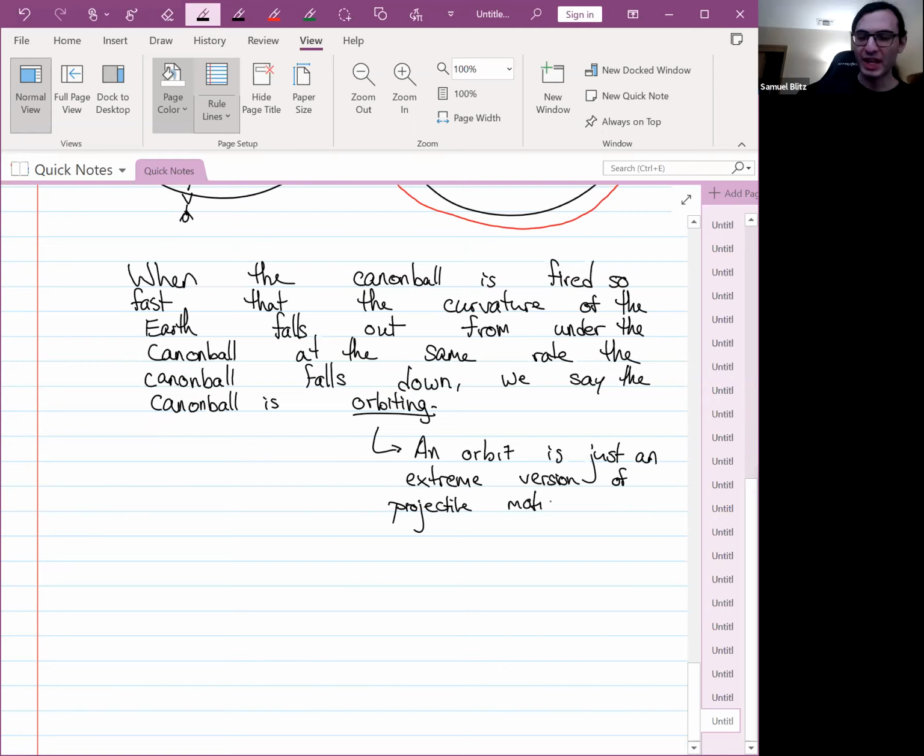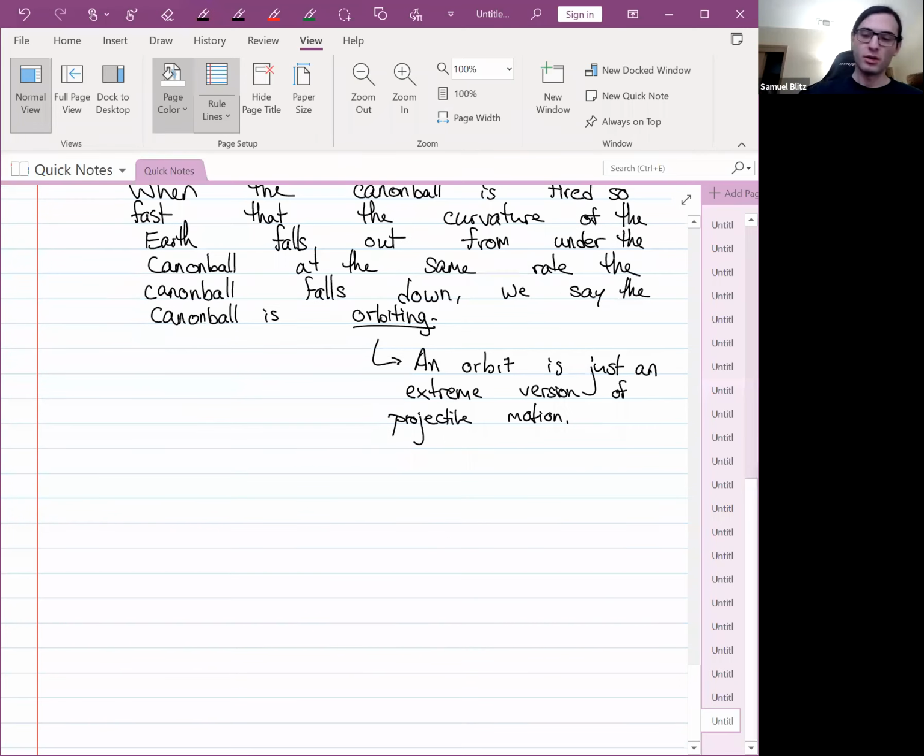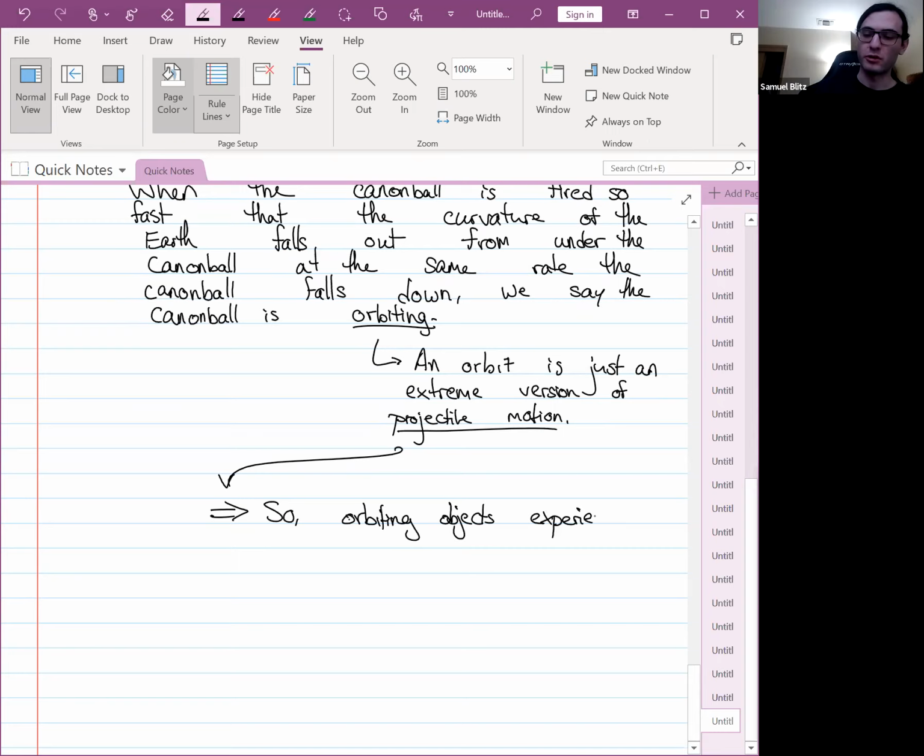And we already said that objects that are experiencing projectile motion experience free fall. So orbiting objects experience free fall, i.e. 0g, i.e. they feel weightless.